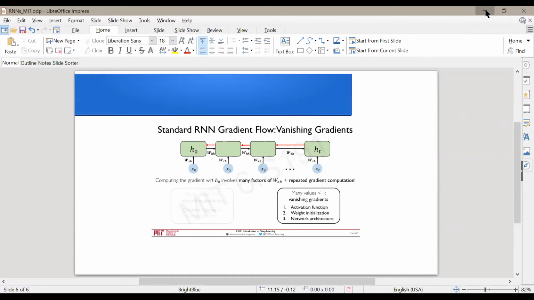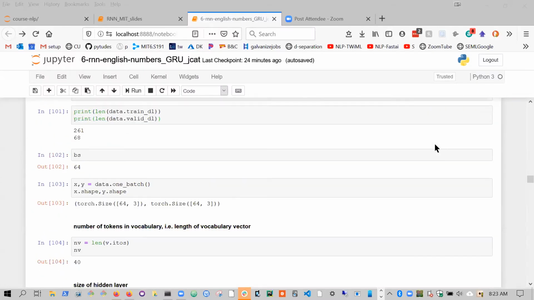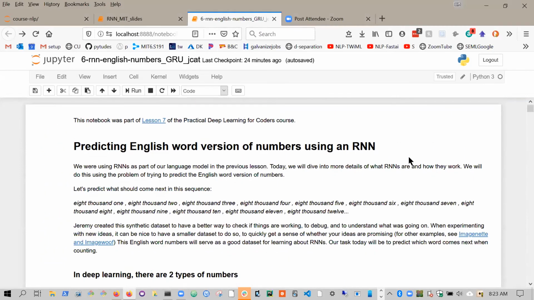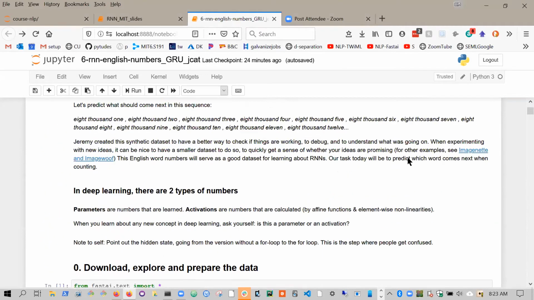Now I've got to share the notebook. Let's see. Share that. Okay, now you should be seeing the notebook, 6 RNN English numbers, right? Are you seeing it?